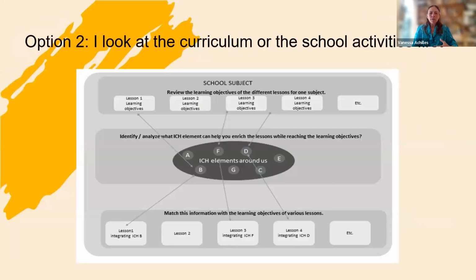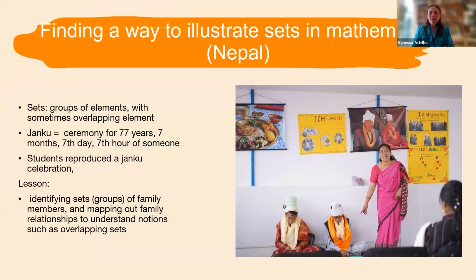But if you are yourself a math teacher or literature teacher or history teacher or an art teacher, you can start by looking at your curriculum and trying to analyze the various learning objectives in your lessons and see if different living heritage could fit in your curriculum objectives. So for instance, this is a mathematics professor in Nepal, and she had lessons on sets, which are like groups of objects, and then you identify what is common to different groups, like what are the overlapping elements and different components.